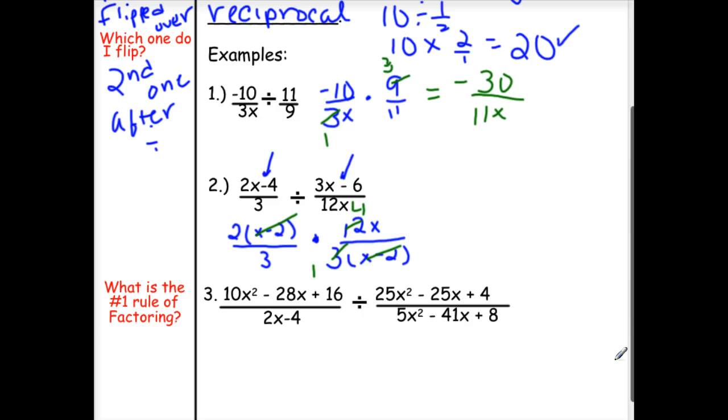All right, so final answer. We have several pieces left. We have a 2 here, we have a 4 here, and we have an x. So our numerator is going to be 8x. Denominator, we have a 3 right here and nothing left in our second fraction. So 8x divided by 3.